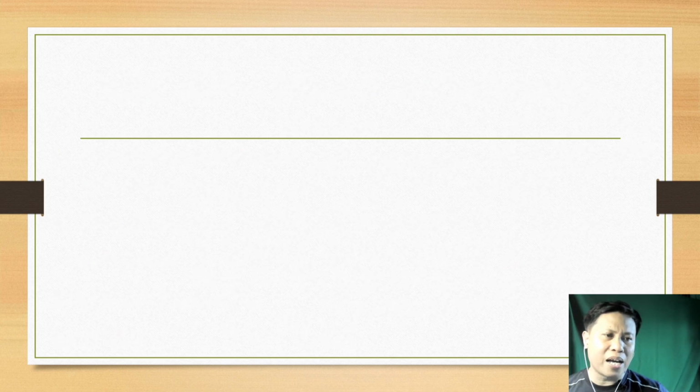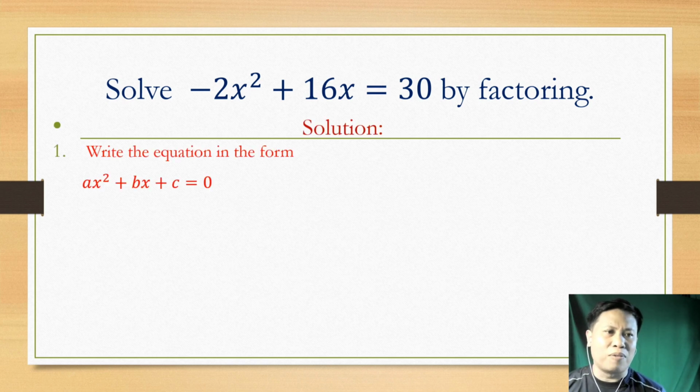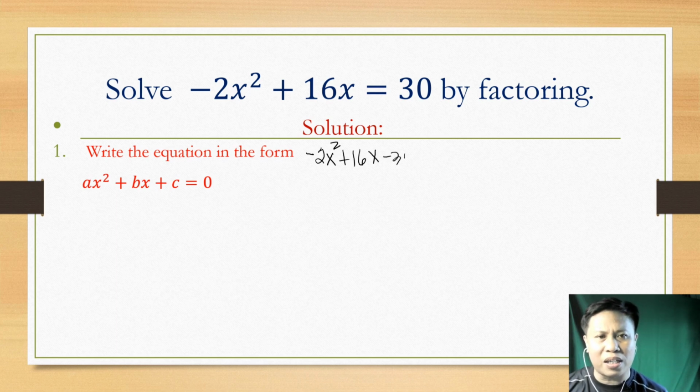Let us have another example. Solve negative 2x squared plus 16x equals 30 by factoring. First, we have to write the given equation in standard form. So you have now negative 2x squared plus 16x minus 30 equals 0. We transpose positive 30 to the left side, so we have negative 30.